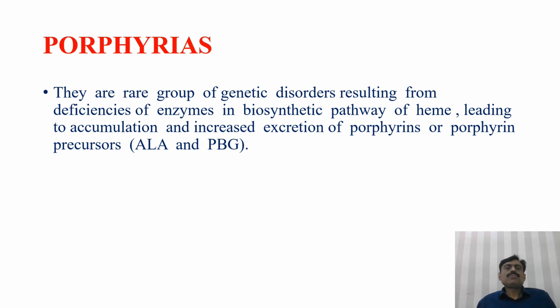So what are porphyrias? Porphyrias are a rare group of genetic disorders resulting from deficiencies of enzymes in the biosynthetic pathway of heme that leads to accumulation and increased excretion of porphyrins or porphyrin precursors such as ALA and PBG. So ALA is aminolevulinic acid and PBG is porphobilinogen. Basically you have to know what is heme biosynthesis and the deficient enzymes in the pathway of heme biosynthesis that lead to these genetic disorders.